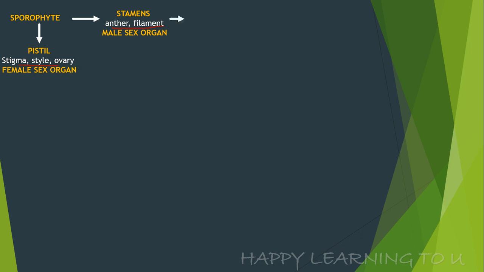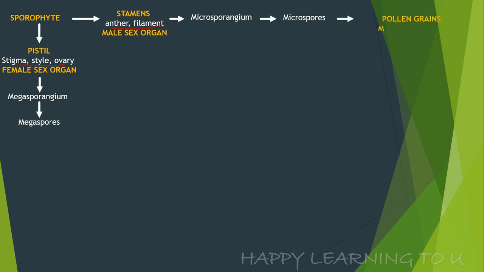Now, these are present in the microsporangium, which has the microspores, whereas the female sex organ is in the megasporangium, which produces the megaspores. Microspores develop into the pollen grains, which is the male gametophyte, and the megaspores develop into ovule, which contains the female gametophyte, that's the embryo sac.